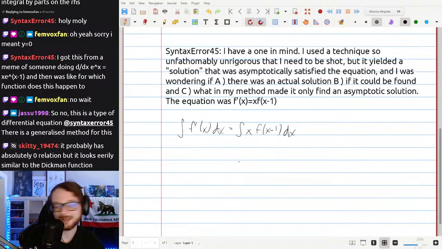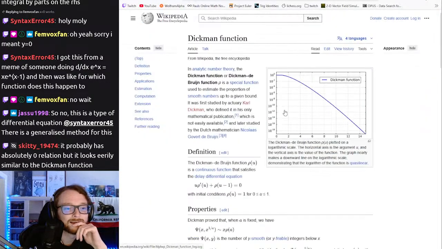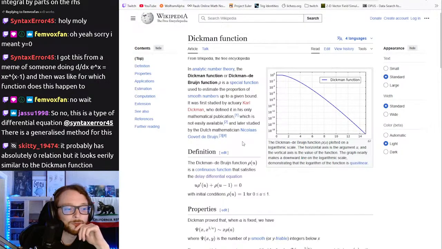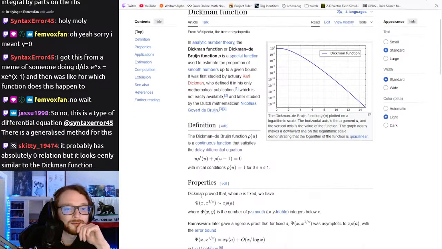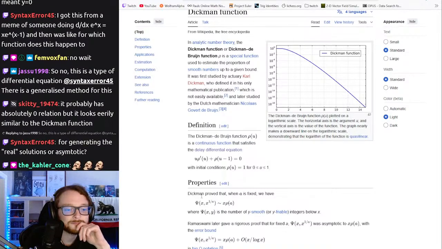Dickman function? I have to know what that is. That's a funny name. It's like Pikmin, but with more dicks. Oh yeah, I can see a resemblance there. At least his name was Carl Dickman and not Richard Dickman.